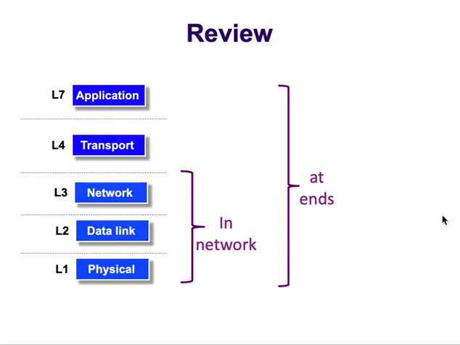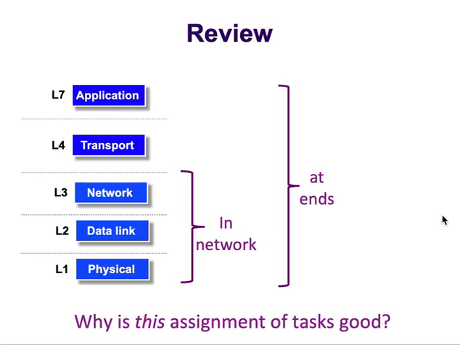Okay. Let me take a 2-minute break, and then we'll continue on with the question I want you to think about: why is this particular assignment of tasks good? We've said this is the breakdown into layers, and typically the end hosts implement all 5 layers, the network only 3. We're going to take a more philosophical look at this now to talk about why that particular partitioning has been very useful on the internet.